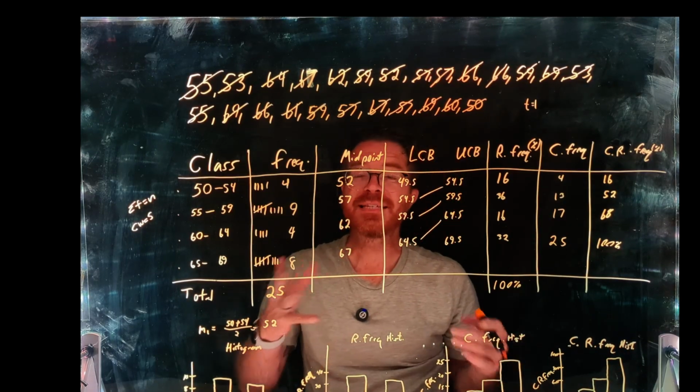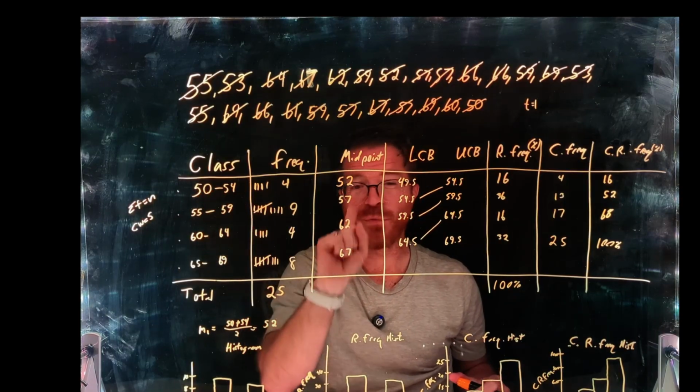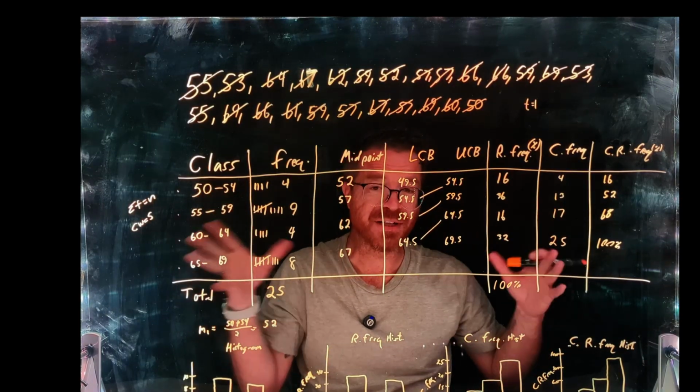And there you have it. This is how you can go from raw data, and we had just a partially filled out table of one class, and we were able to fill out everything.